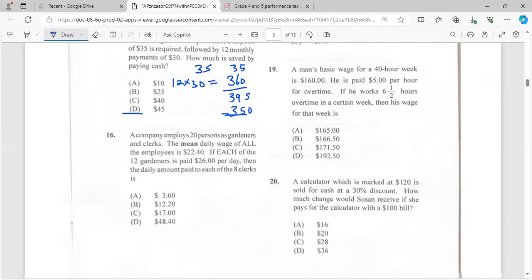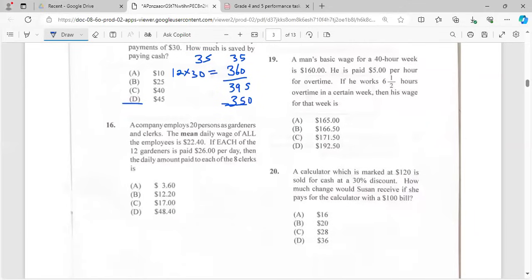All right, this one now is a little bit tedious. A company employs 20 persons as gardeners and clerks. The mean daily wage of all the employees is $22.40. If each of the 12 gardeners is paid $26 per day, then the daily amount paid to each of the clerks is.